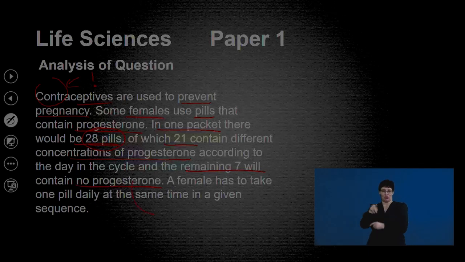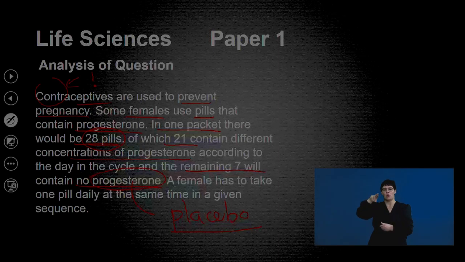And we refer to these as your placebos. And a placebo is basically, in this case, a pill that does not contain the progesterone in it. So they are called dummy pills, and they are basically taken so that we decrease the levels of progesterone in the body at that specific duration of 7 days.